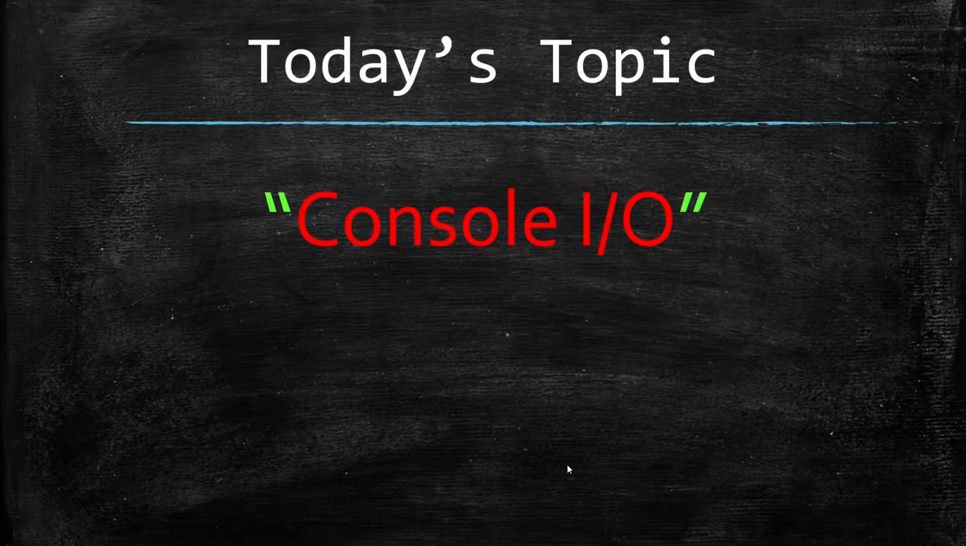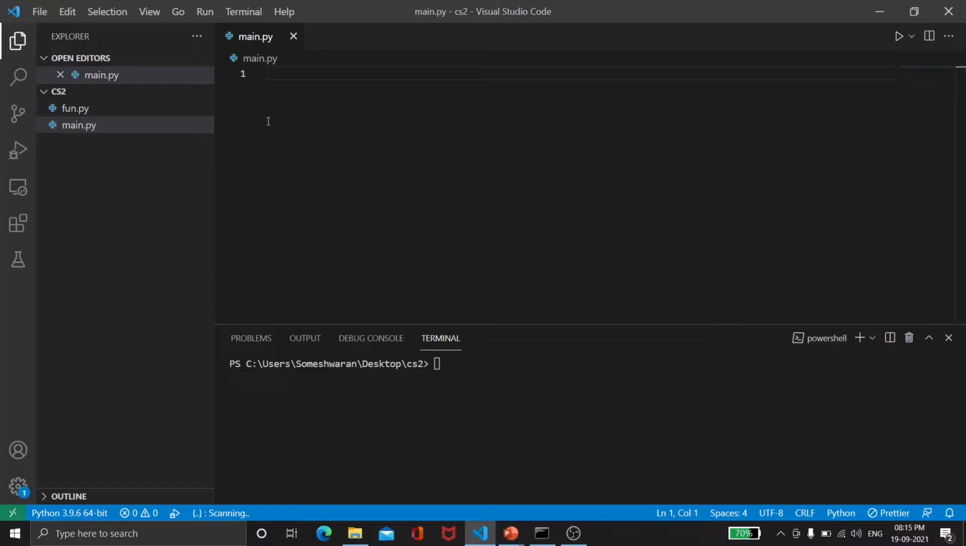Today's topic is console I/O. In this session, we are going to see how to read the input from the command line and how to print it. Let's go. First of all, I'd like to introduce the functions we are going to use in Python for reading the input and printing in a console.